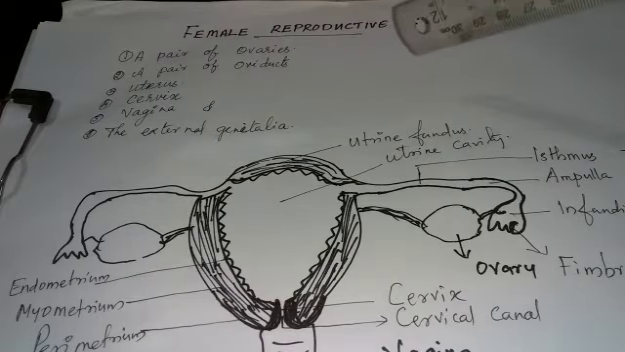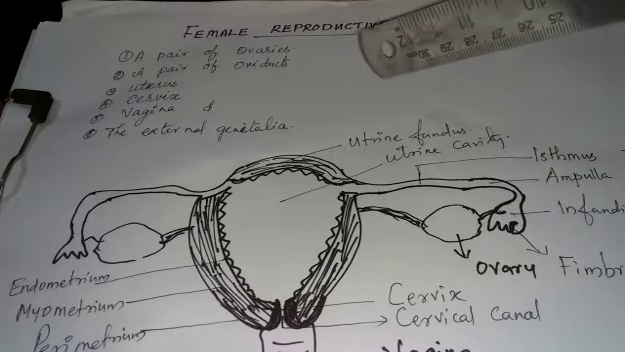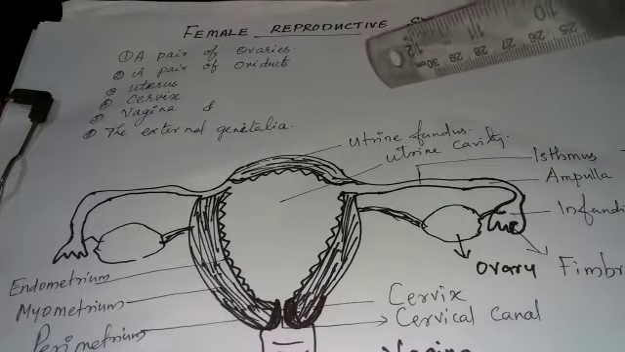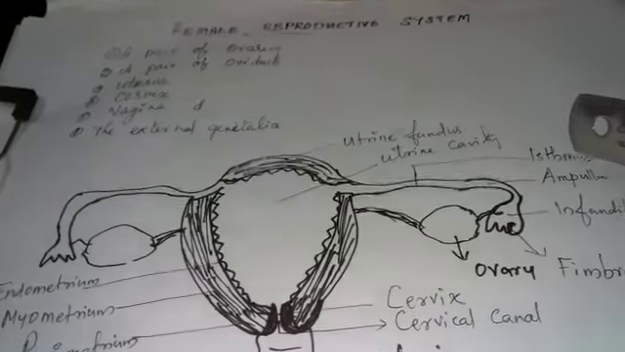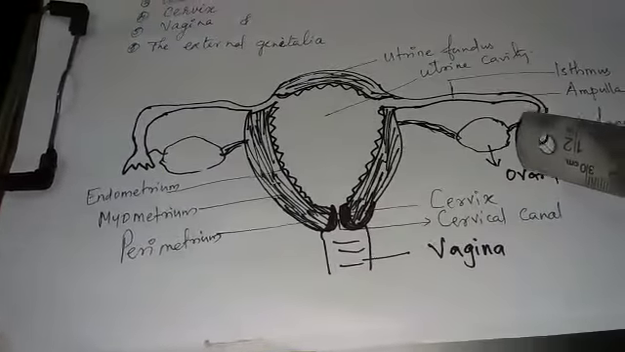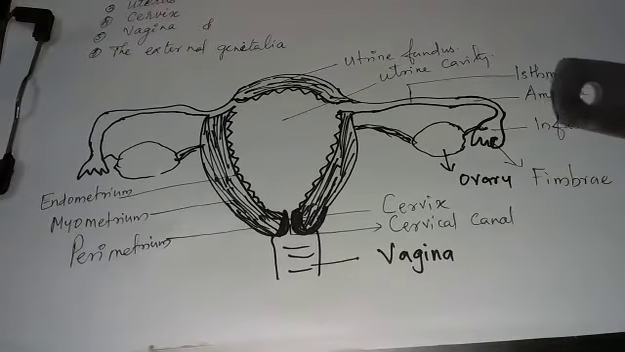These ovaries, oviducts, uterus, cervix and so on are located in the pelvic region of the female body. And here you can see the diagrammatic representation of the female reproductive system.